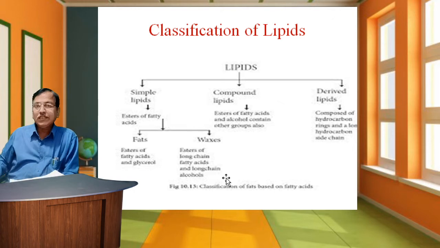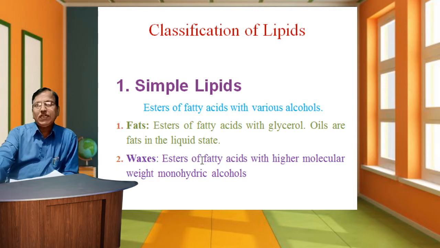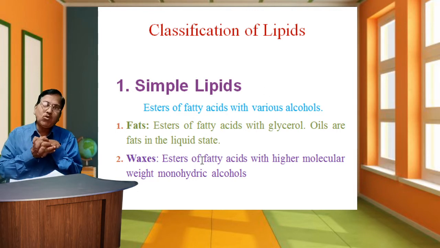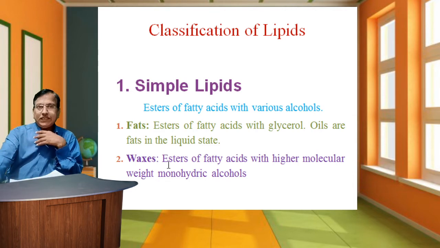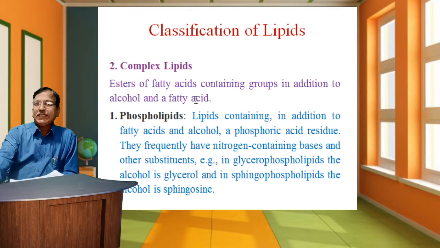Now we will study them in detail. This is a simple lipid. Simple lipids are also called esters of fatty acids with various alcohols. They include fats and, second, waxes. Fats are esters of fatty acids with glycerol. Oils are fats in the liquid state. Waxes are esters of fatty acids with higher molecular weight monohydric alcohols, which are included in the simple lipids. Second are the complex or compound lipids, which are esters of fatty acids containing groups in addition to alcohol and fatty acid.